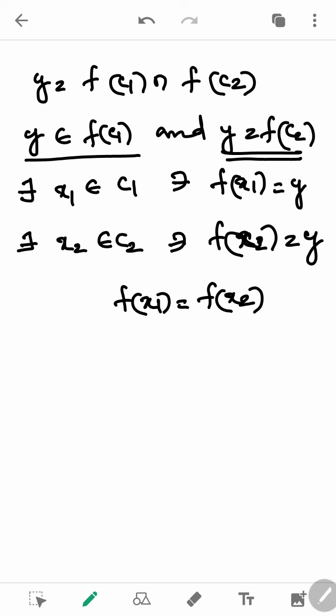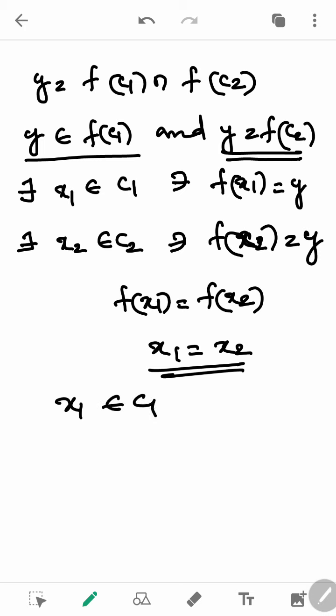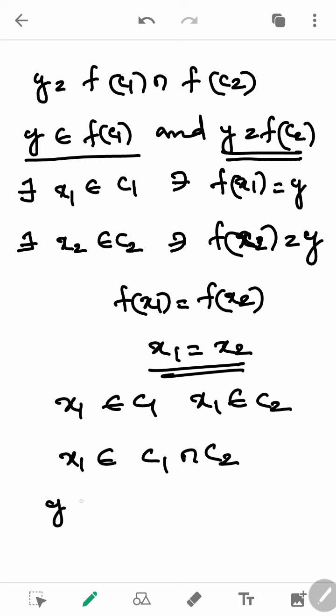Since f is injective, we have x1 is equal to x2. That means x1 belongs to both C1 and C2. Therefore, x1 belongs to C1. If x2 belongs to C2, x1 belongs to C2. That means x1 belongs to C1 intersection C2. Therefore, y is equal to f of x1 belongs to f of C1 intersection C2.